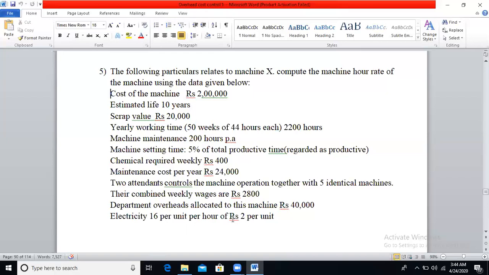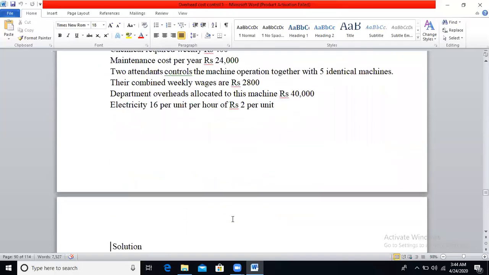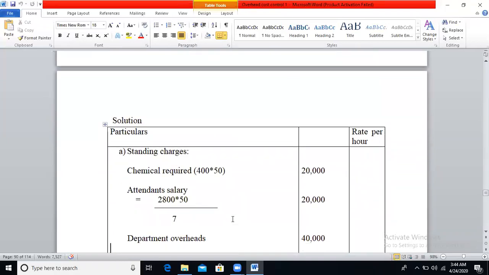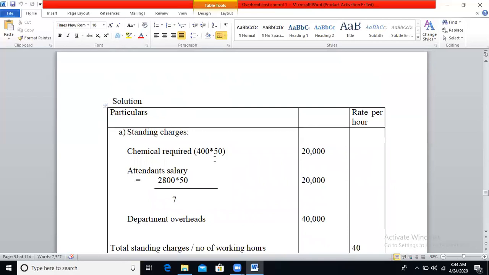So now calculate the values. First, identify the expenses into standing charges and variable expenses. So first is chemical required. The value of chemical weekly they have given is 400. Multiply with the number of weeks they have mentioned, 50 weeks. You will get the value. Then attendants' salary. So two attendants' combined weekly wages will be 2,800. Multiply with, this is weekly.